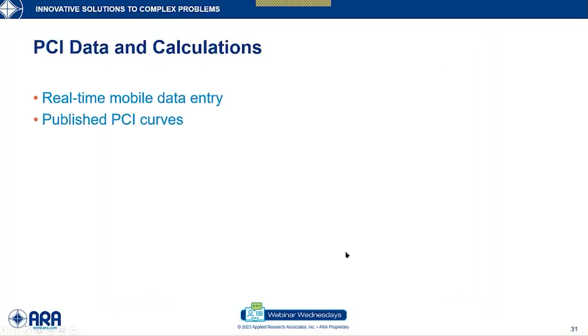So just a quick recap. Like I said, there's a couple of fairly unique items in here. One of them is the published PCI curves that I just talked about. They're easy to get to, and you can use them for any purpose you need. The other thing is the real-time mobile data entry. It's specifically designed to work on phones, smaller tablets, anything that's internet-enabled and out in the field.